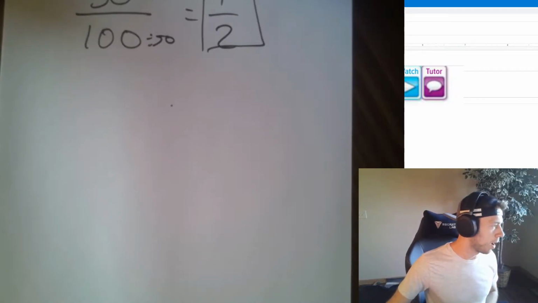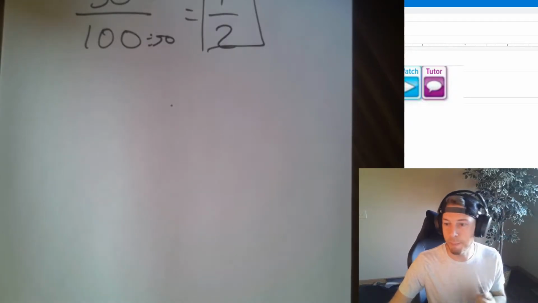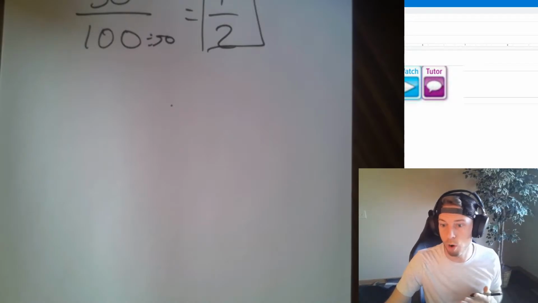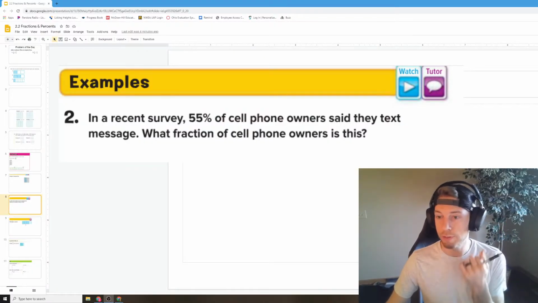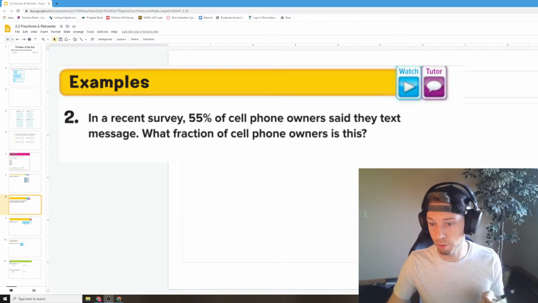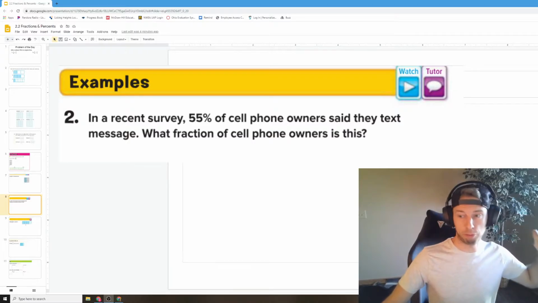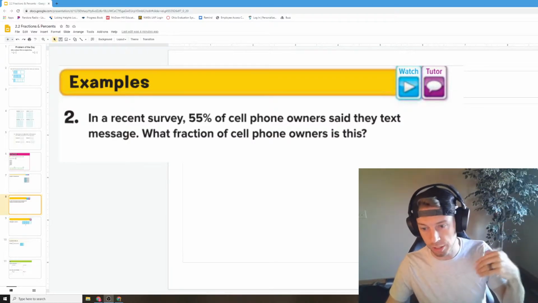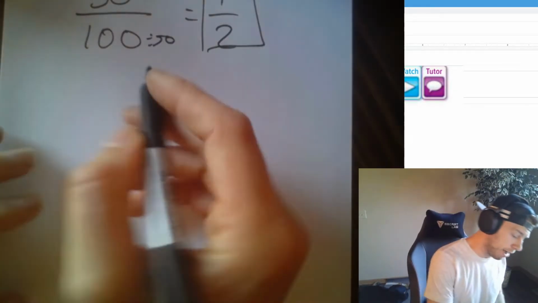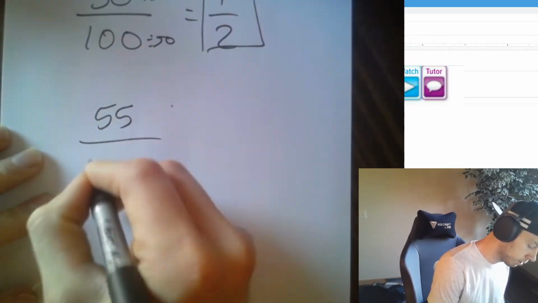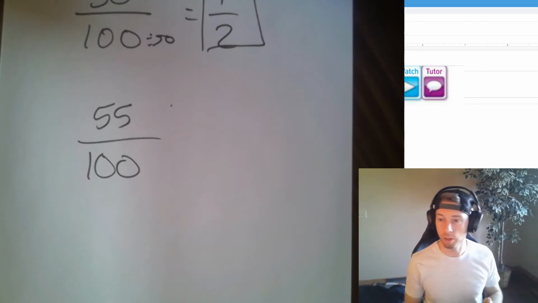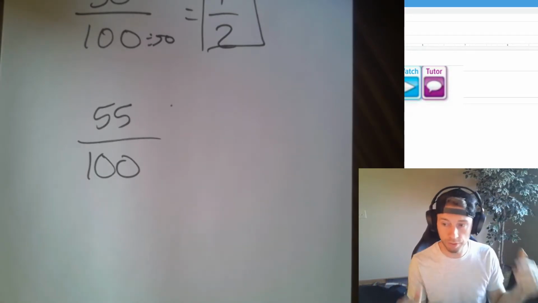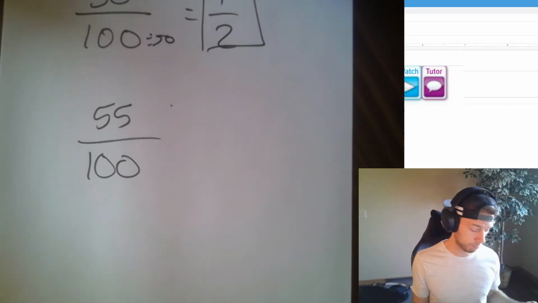The next type of problem that I might give you is in word form, in this particular problem right here. In a recent survey, 55% of cell phone owners said they text message. What fraction of cell phone owners? So all that's asking you to do is take that percentage and turn it into a fraction. And in this case, 55% is, again, just writing that number over 100. 55% as a fraction is 55 over 100. 55 out of 100.